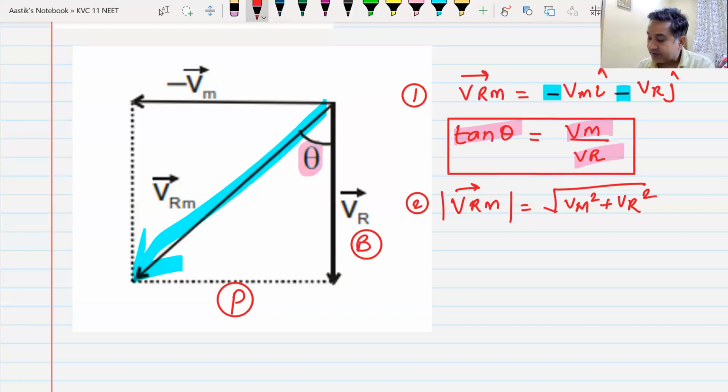Rain is falling vertically at a speed of 10 meter per second, and a man is moving with a velocity of 6 meter per second. Find the angle at which he should hold his umbrella to avoid getting wet. That is question number 1.